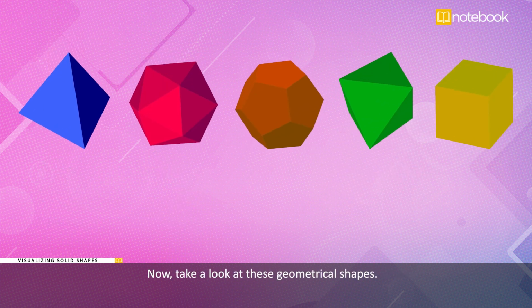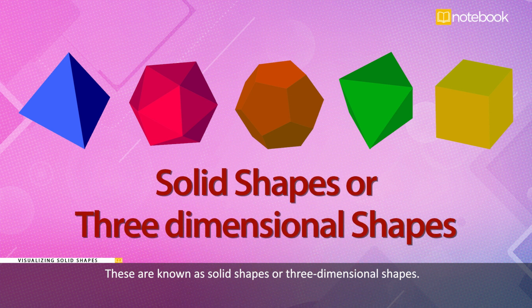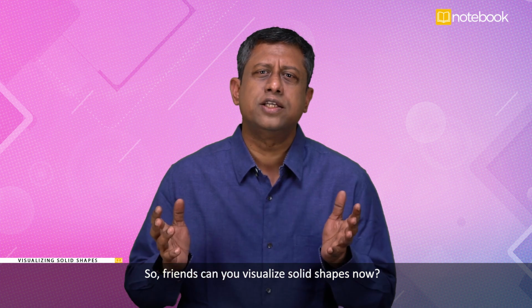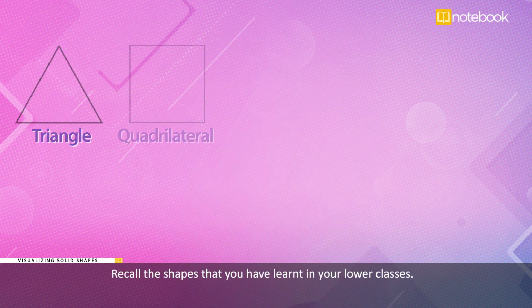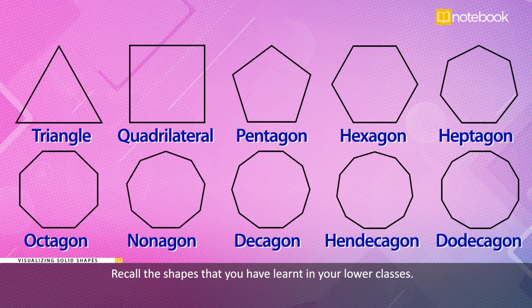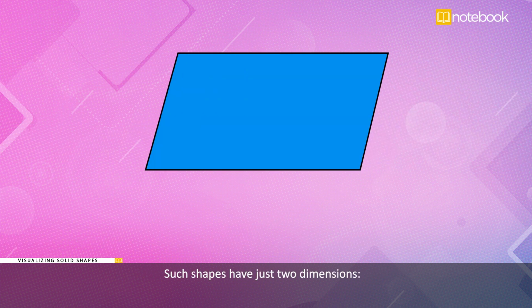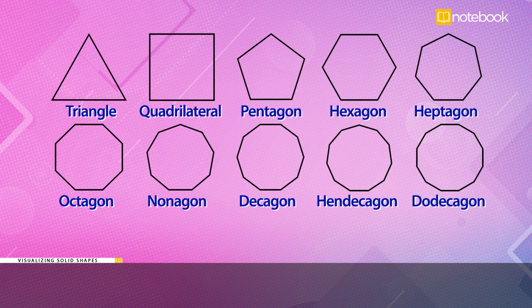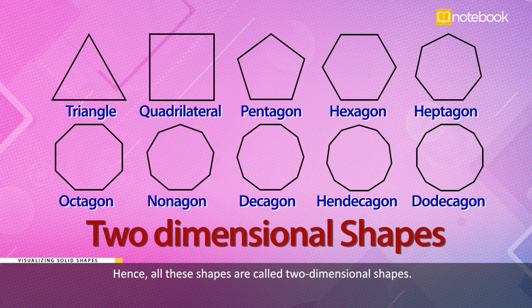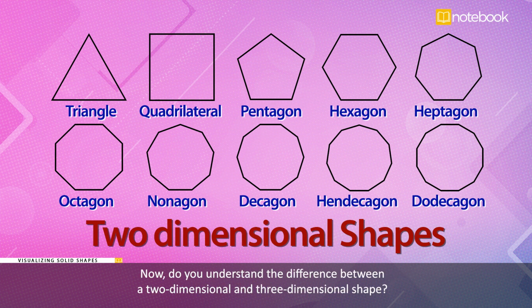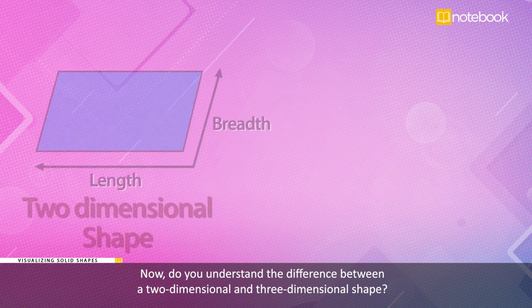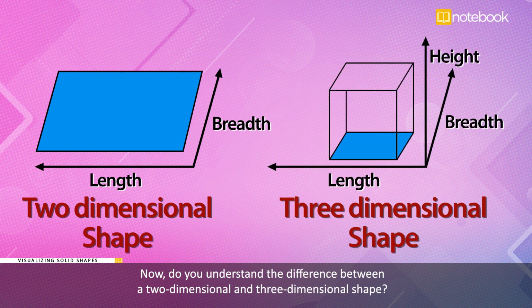Now take a look at these geometrical shapes. These are known as solid shapes or 3-dimensional shapes. So, friends, can you visualize solid shapes now? Recall the shapes that you have learned in your lower classes. Such shapes have just 2 dimensions, the length and the breadth. Hence, all these shapes are called 2-dimensional shapes. Now, do you understand the difference between a 2-dimensional and a 3-dimensional shape?